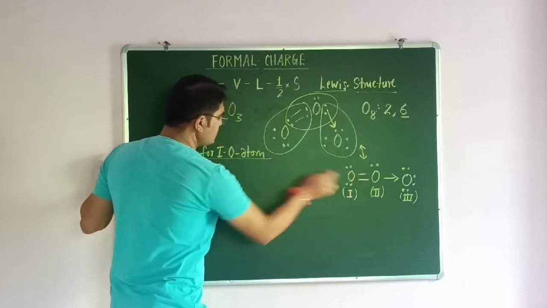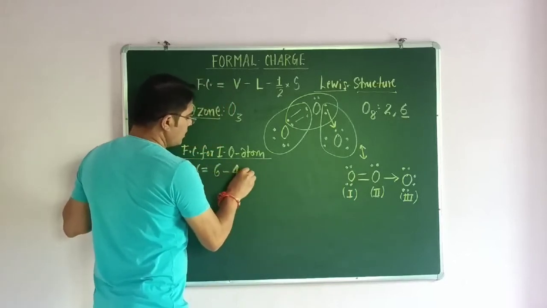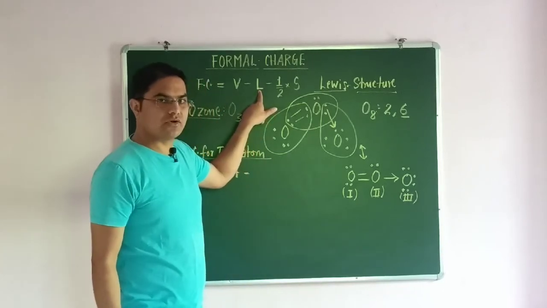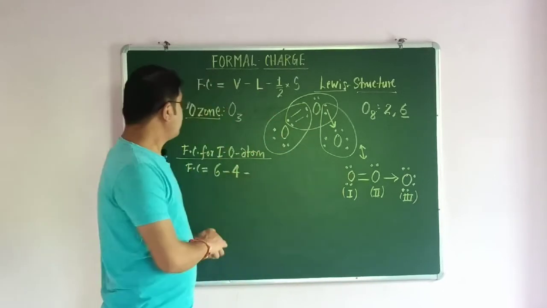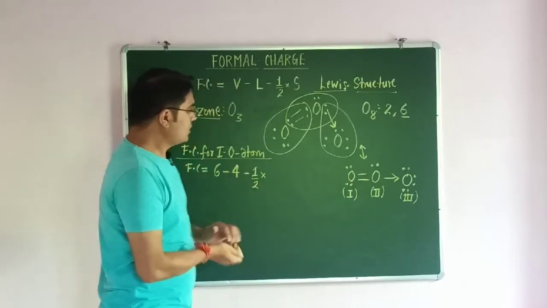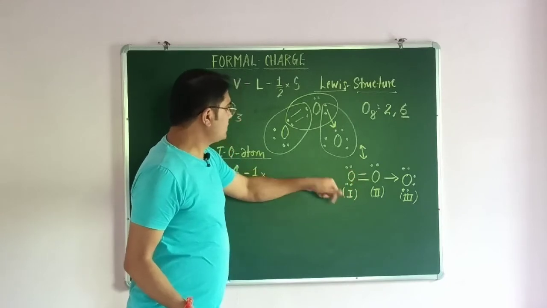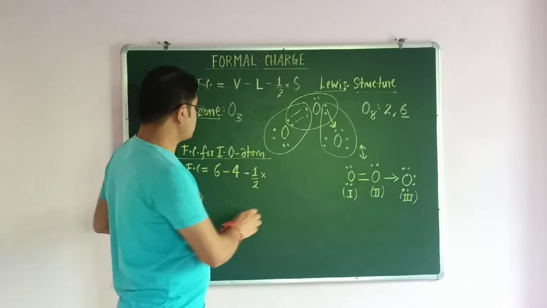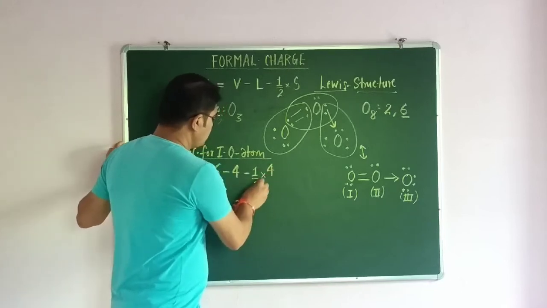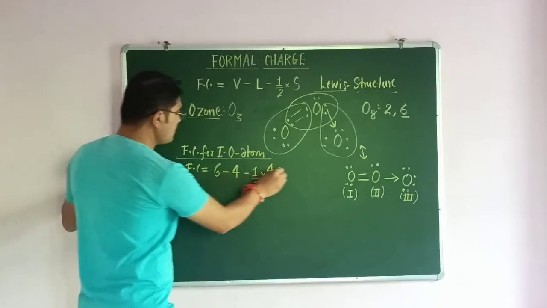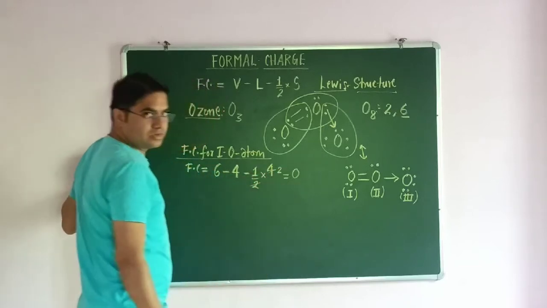I am talking about electrons. So it is 4. In pairs it is 2, but these are lone pair electrons, so it is 4, minus 1 by 2 multiplied by shared. The bonds are countable in the shared electrons. Here we are representing 4 electrons as shared. When we cancel this out, it gives 0.